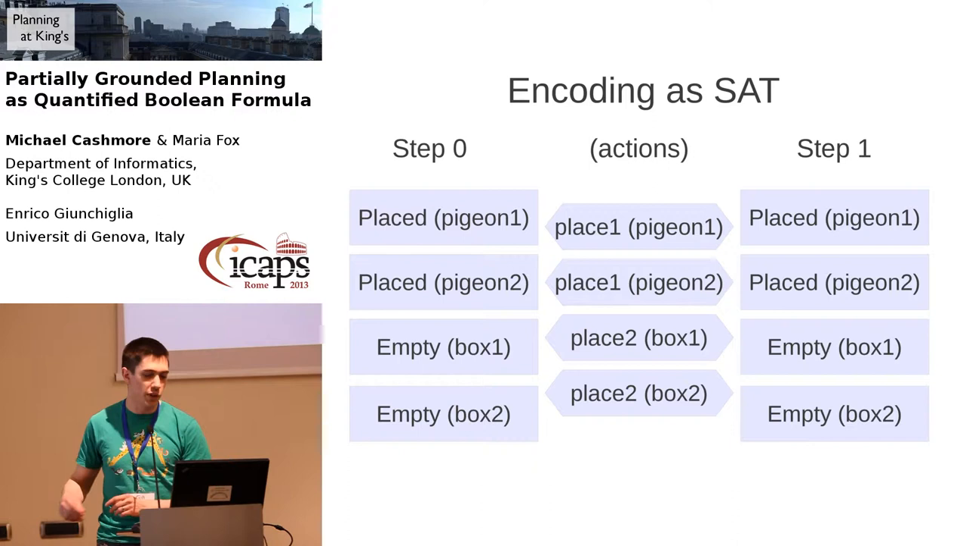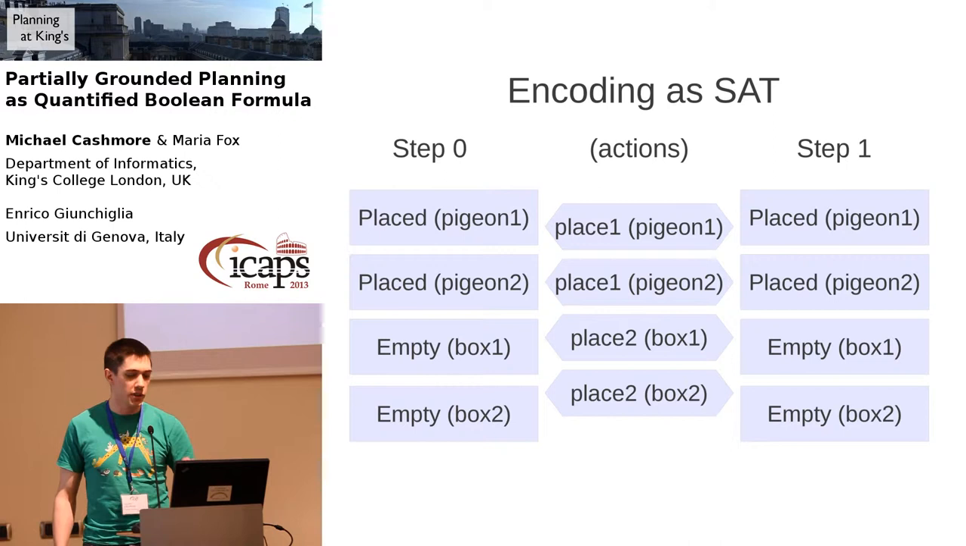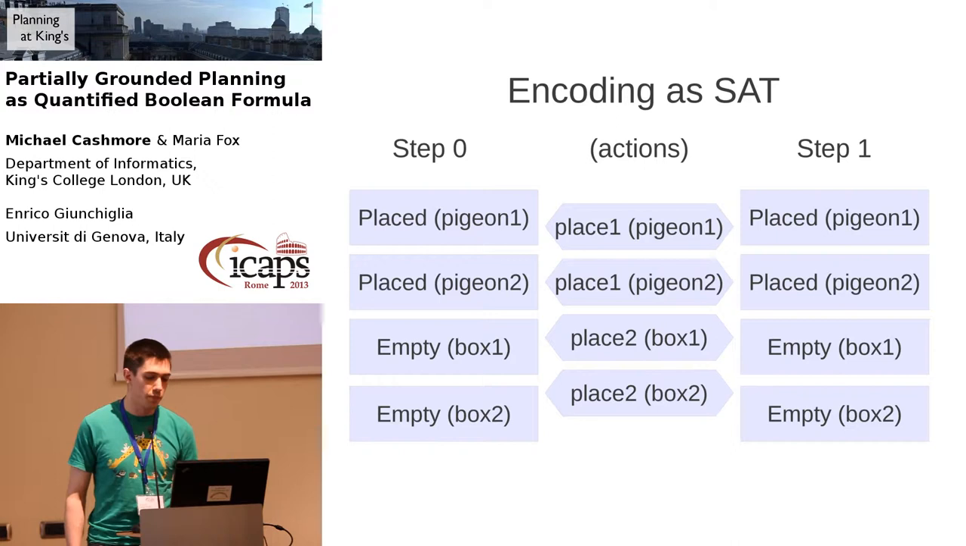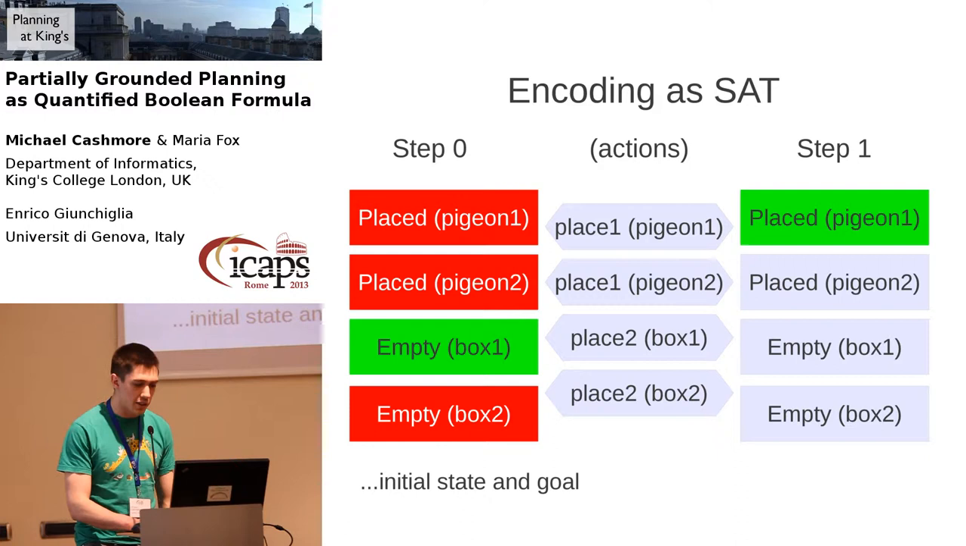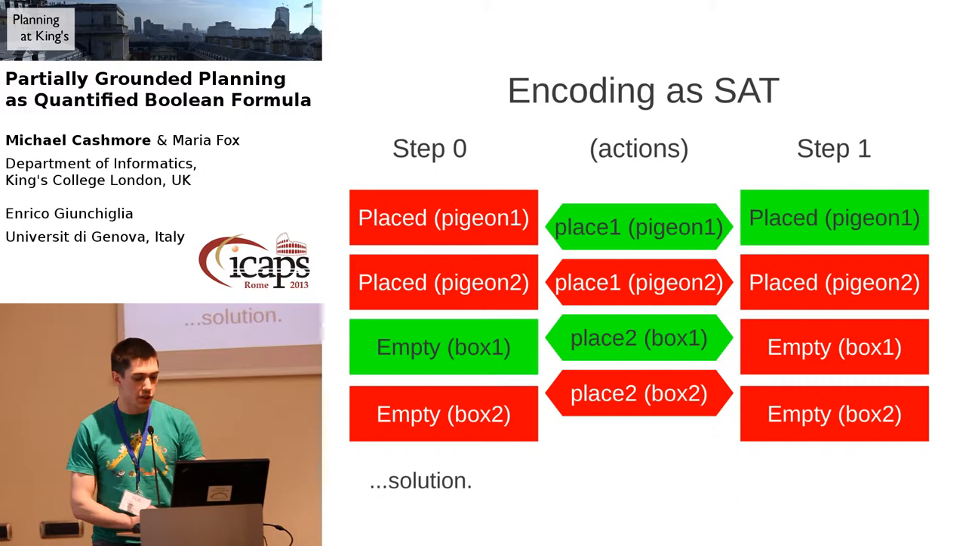The actions imply their preconditions, so this place one pigeon implies that the pigeon hasn't already been placed. And the facts imply a disjunction of the actions which achieved them. So here's an example initial state where box one is empty and neither of the pigeons have been placed in the box, and our goal is that we place the first pigeon into a box. And that's a pretty obvious solution there. We just choose to place the pigeon into the empty box.